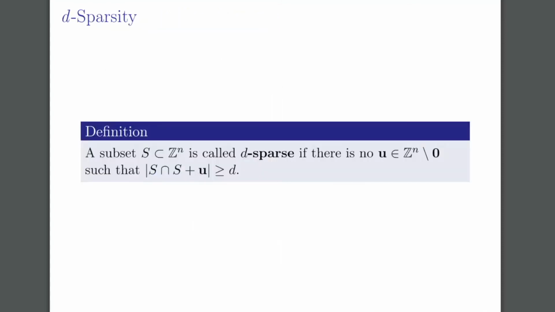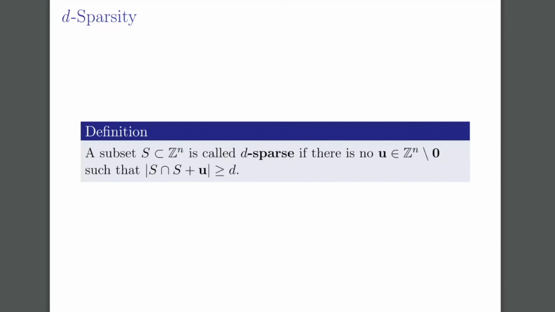So we're going to need a brief definition, which is called d-sparsity. We're going to say a subset S of Z^n is d-sparse if there's no non-zero translation vector u in Z^n such that S intersects its translation S plus u in d or more points. So it's d-sparse if no translation exists where I get a bad intersection, the intersection that tells me that S can't be a block in a Z^n-invariant d-partition.